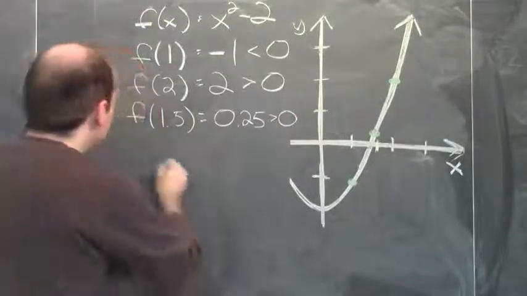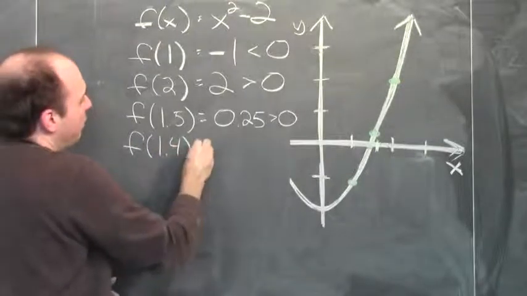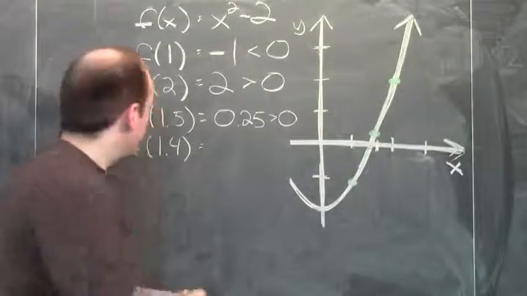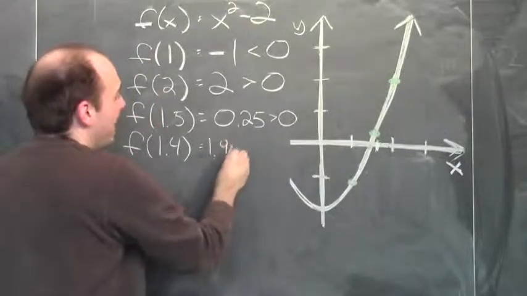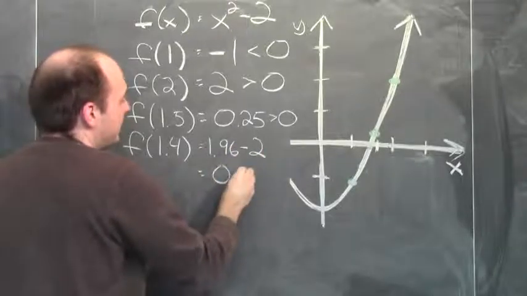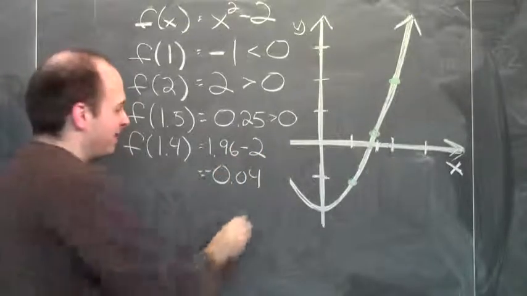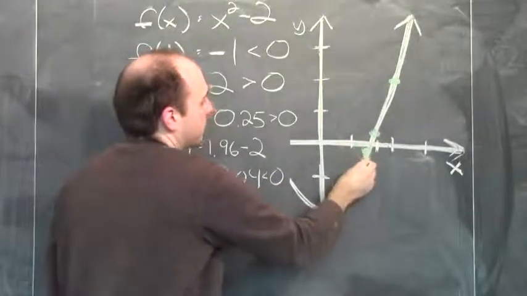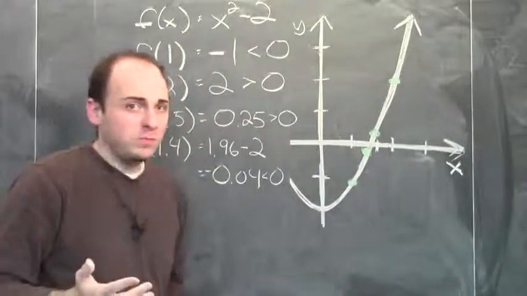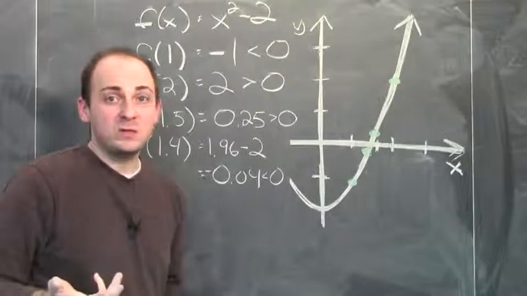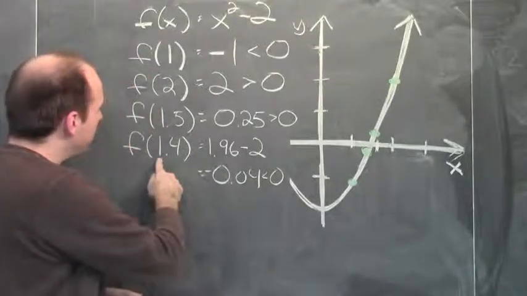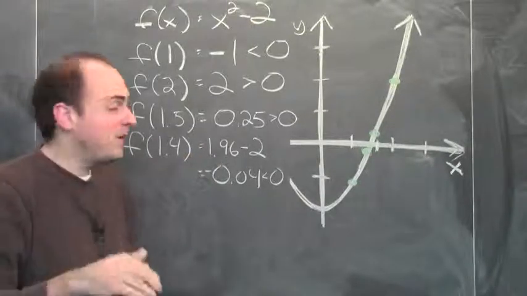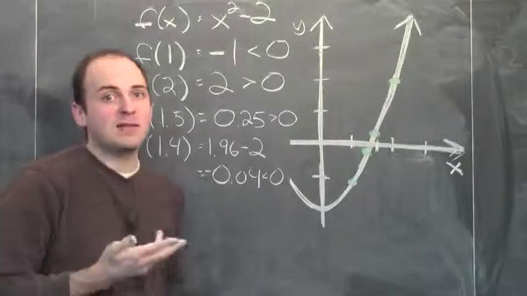And I can do better, right? I can pick some other point. Let's be brave and pick 1.4. And if I plug in 1.4, well, 14 squared is 196. So 1.4 squared is 1.96 minus 2. That makes this negative 0.04. And it's just barely below the x-axis. And I can plot that point here. And now I know that the square root of 2, the positive input to this function which is equal to 0, must be between 1.4 and 1.5, because the function's value at 1.4 is negative, and the function's value at 1.5 is positive.